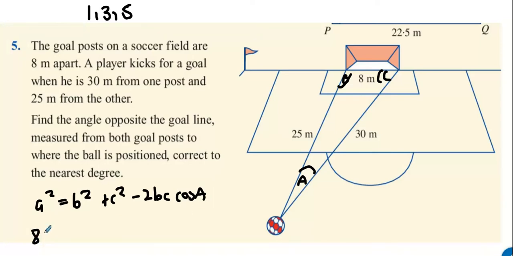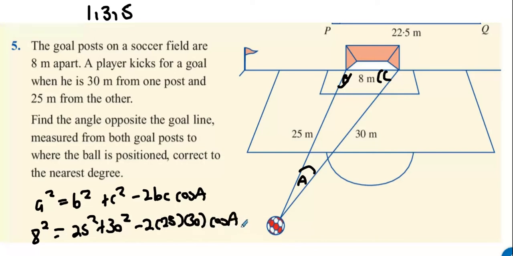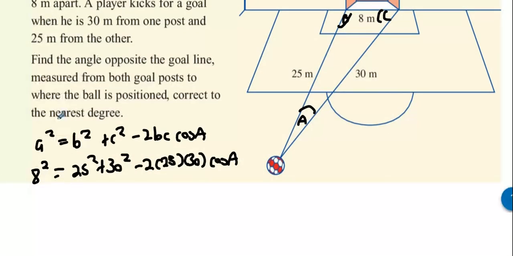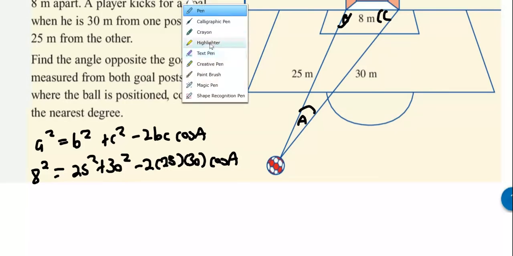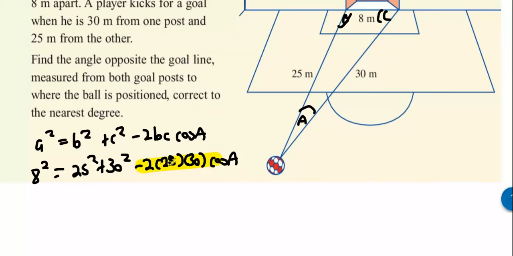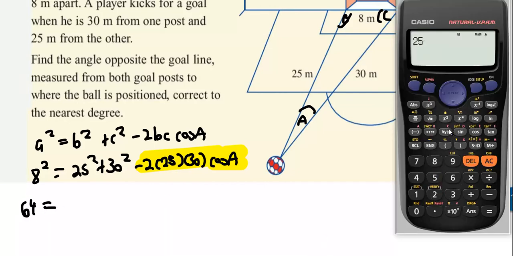So a squared is 80 squared, b squared plus c squared, which is going to be 25 squared plus 30 squared, minus 2 times 25 times 30 cos A. Now this is an angle question, which makes things more difficult. You have to corner off this section here. This section here has to be treated specially, okay, because it's bound by multiplication. So what you're going to get is 6400. 25 squared is 625.